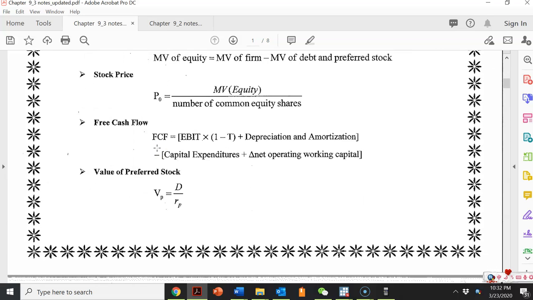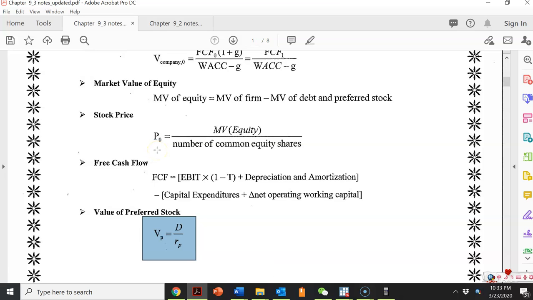In order to have free cash flow, we need to use EBIT multiplied by 1 minus tax rate, plus depreciation and amortization, minus capital expenditures, plus delta net operating working capital. For the value of the preferred stock, we need to use VP equals dividend over RP. The value of the preferred stock equals dividend over the return of the preferred stock. So preferred stock is like a perpetuity. It's much easier to calculate its value compared to calculating the value of the common stock.